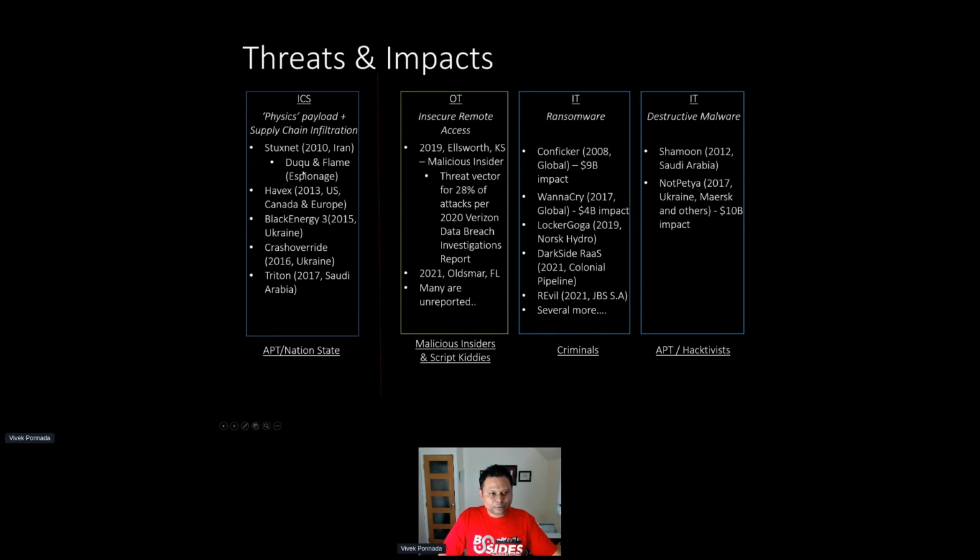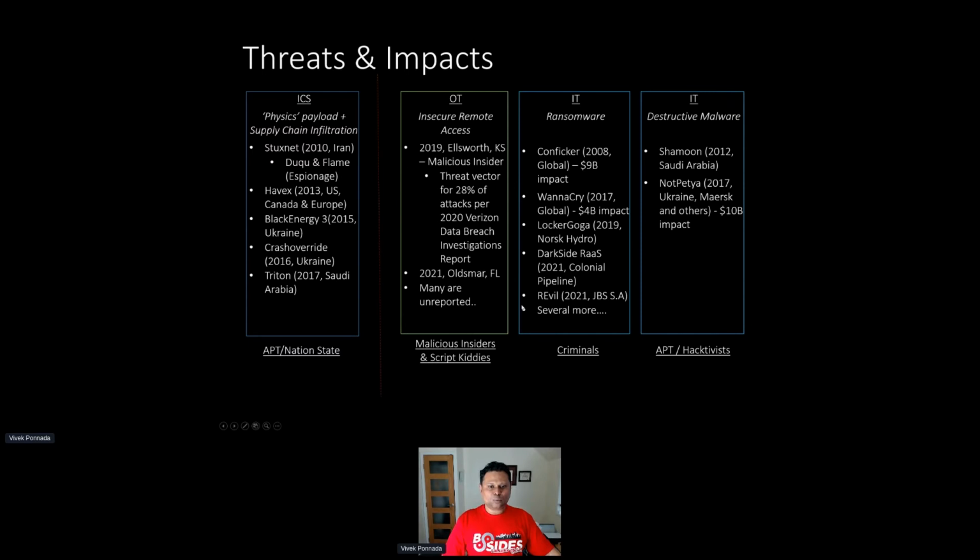Stuxnet was the first famous one from 2010, all the way to Triton, which was in 2017, affecting safety PLCs in Saudi Arabia. So these systems were affected with a physics payload. Essentially, someone was using a replay attack on the PLC or infiltrated the supply chain, even though they were air gapped in Iran, for example. So the threat actors obviously ranged from APT nation state all the way to criminals and hacktivists and some malicious insiders. So there's a whole spectrum here.